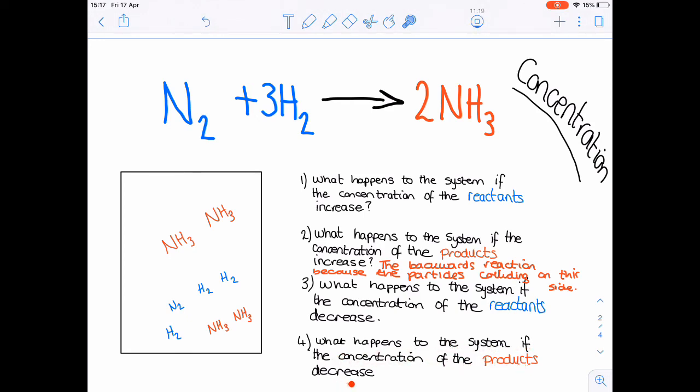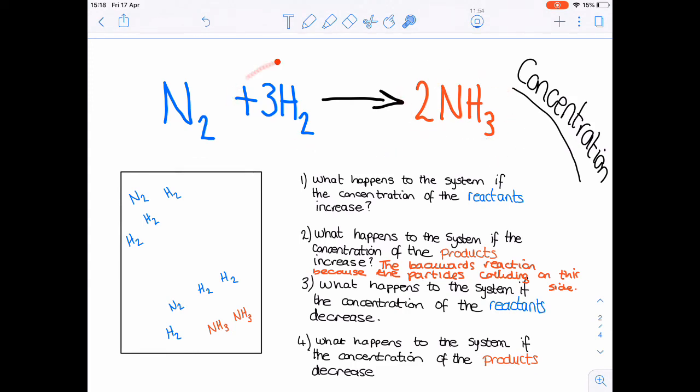So if I just get those back and I rub out the products, it's clear to say that there's more particles colliding here than there are products, so the reactants are going to be reacting really, really quickly. Lots and lots of collisions, therefore a greater rate of reaction. So these are going to be produced at a quicker rate. So the forwards reaction will be favoured before equilibrium is reached again. So it'll be shifted towards the forward reaction until the equilibrium is reached again.